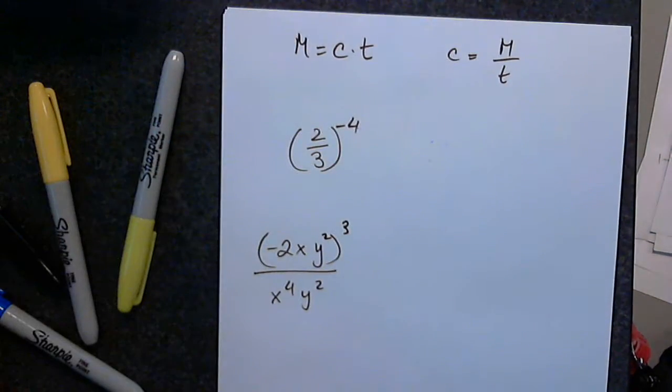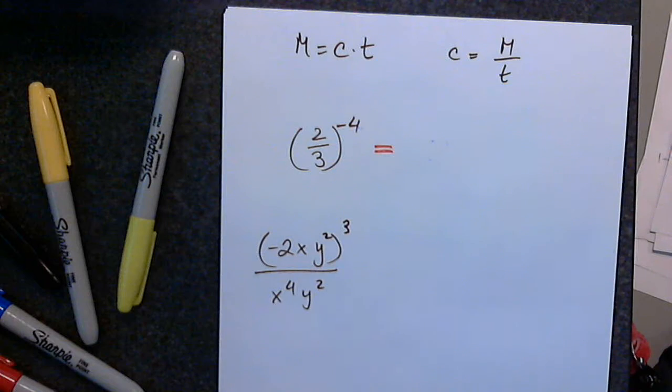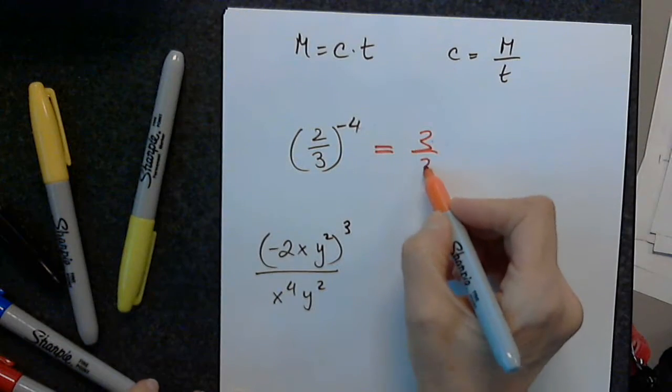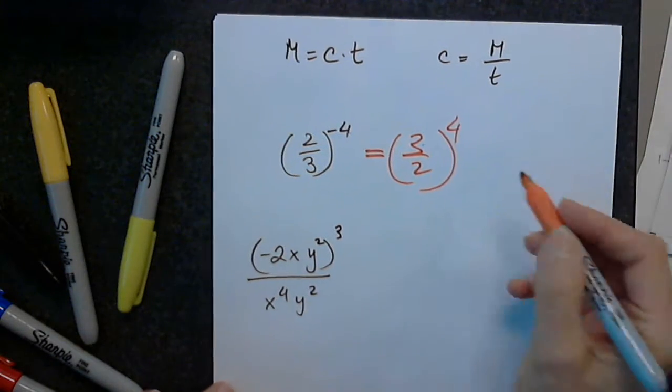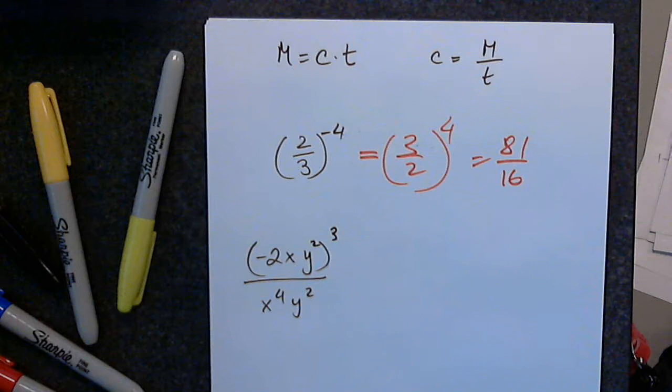So remember, no negative exponents in the final answer is one of the requirements. So what will I write for this? When I raise a fraction to a negative exponent, what do I do? It flips, and the exponent becomes positive. Awesome. So this is (3/2) to the fourth, and now you can write 81/16, and it's done.